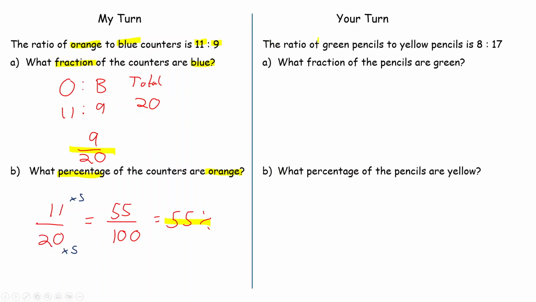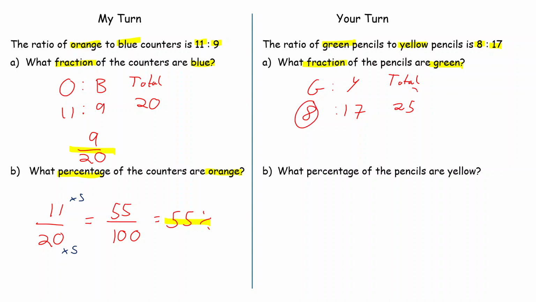Okay, this is your turn. The ratio of green pencils to yellow pencils is 8 to 17. What fraction of the pencils are green? So again, let's write things out properly. You've got green to yellow is 8 to 17. So your total number of pencils is 8 plus 17, which is going to give you 25. What fraction of the pencils are green?